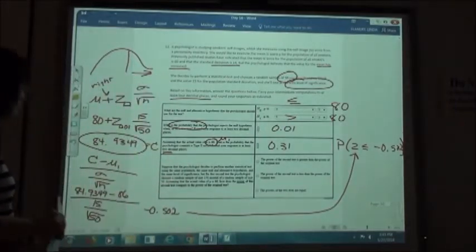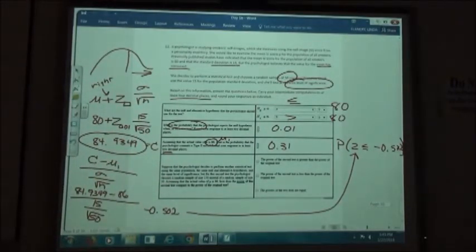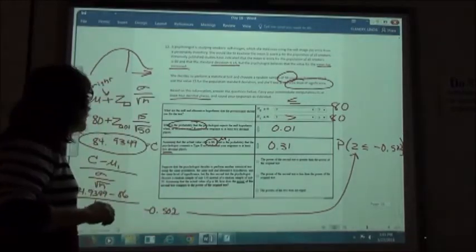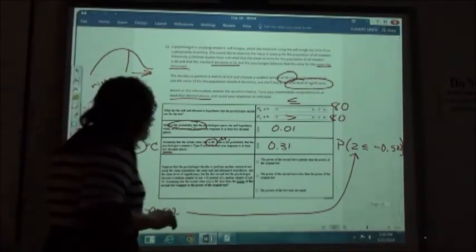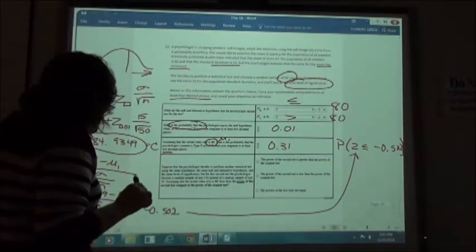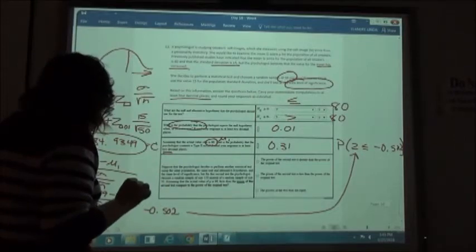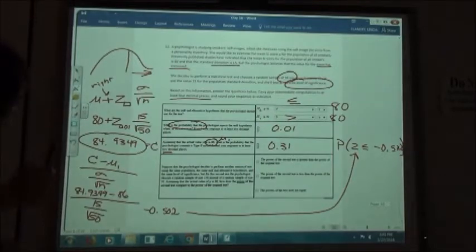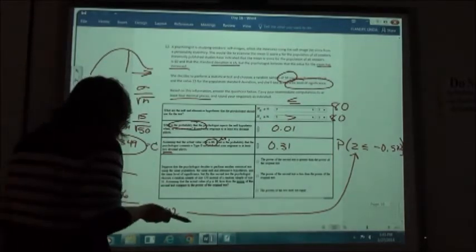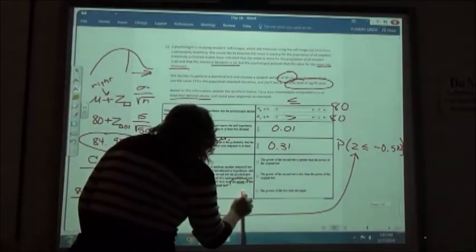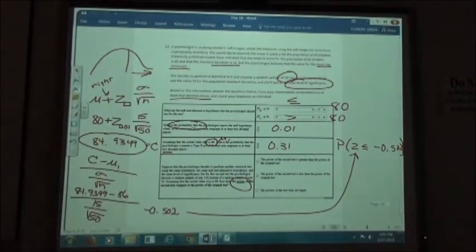Now, the next one is weird. Says, suppose that the psychologist decides to perform another statistical test using the same population, the same null and alternate hypotheses, and the same level of significance. But for the second test, the psychologist chooses a random sample size of 150 instead of a random sample size of 50. Assuming that the actual value of your mean is 86, how does the power of the second test compare to the power of the original test?